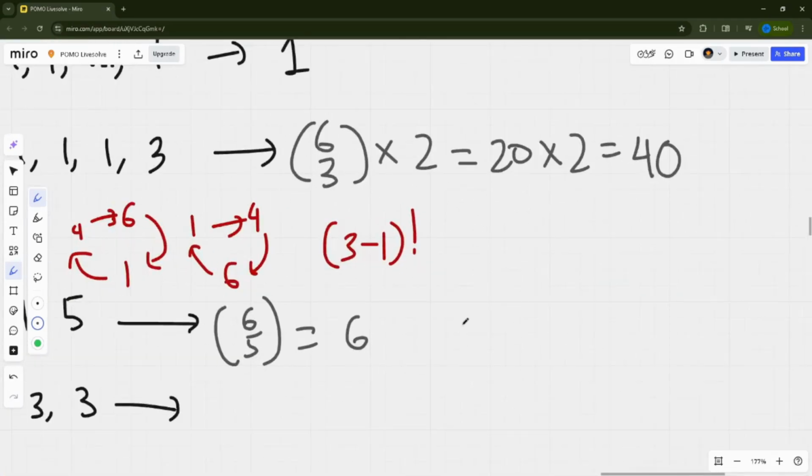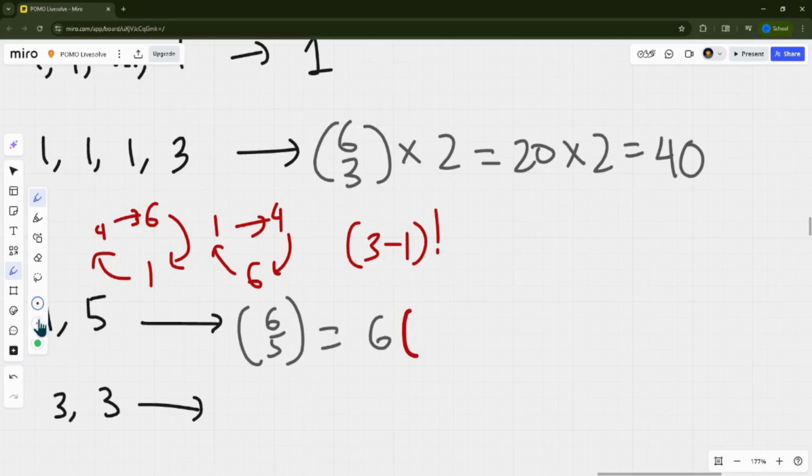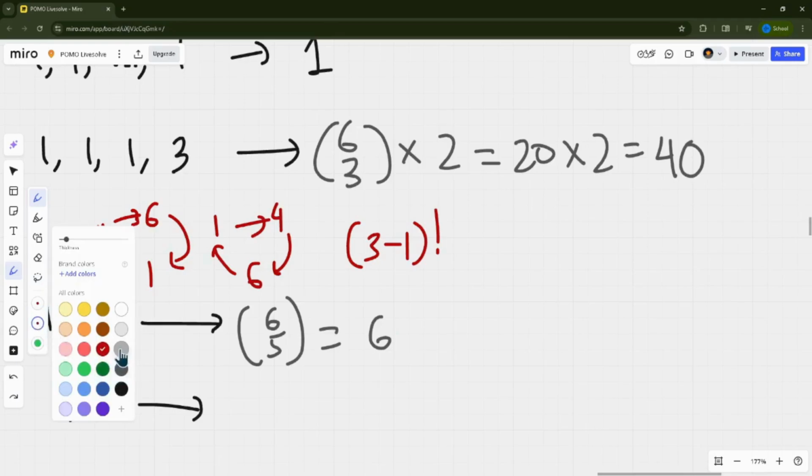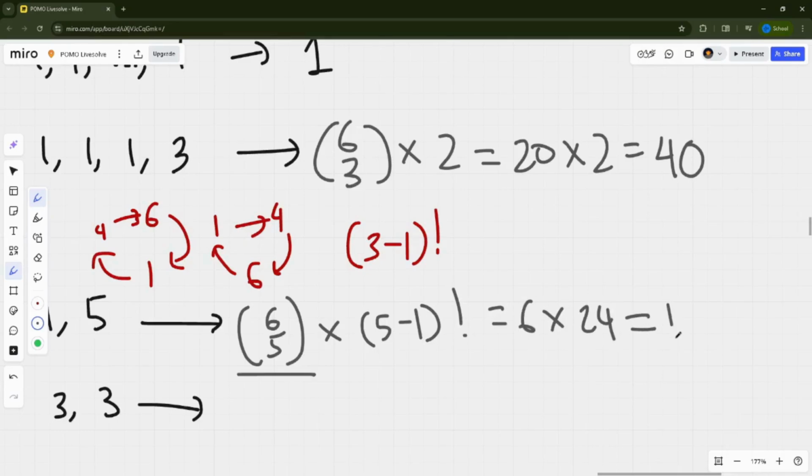In this, we need to multiply by 5 minus 1 factorial. So 6 times 5 minus 1 factorial, because we are arranging 5 things in a circle. So we choose 5 elements and then multiply it with how many ways you can arrange them in a circle. So this should be 6 times 24, or 144.